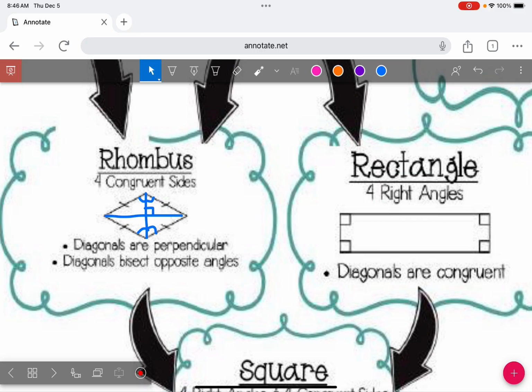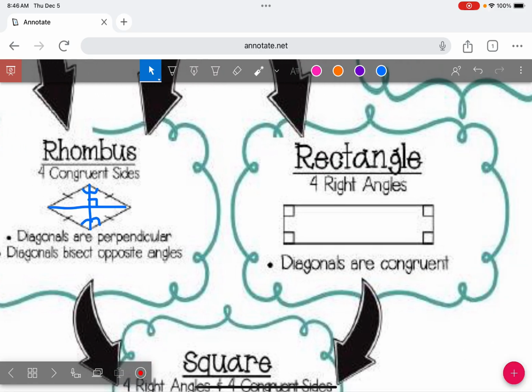Now, a rectangle is a little different. We defined it as having at least one right angle. In addition to everything that was true about parallelograms, opposite sides congruent, opposite sides parallel, opposite angles congruent, consecutive angles are supplementary, and the diagonals bisect each other. Additionally, the diagonals are congruent to each other. So these two diagonals, they would be congruent.